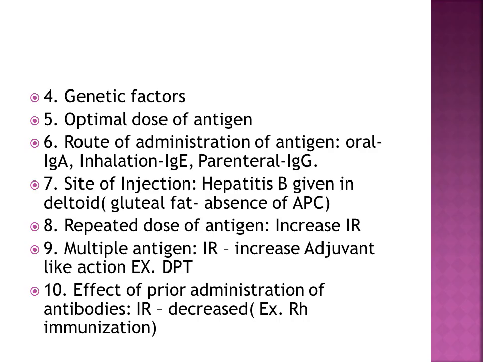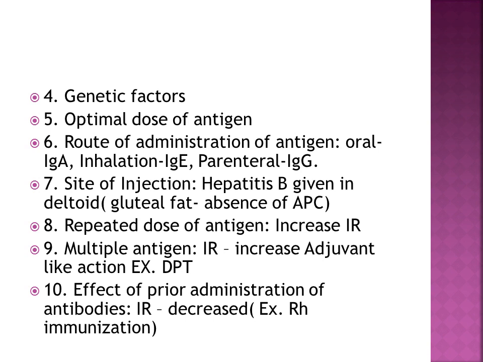Then repeated doses of antigen increase the immune response. Then multiple antigens also increase the immune response. In that, an adjuvant-like action is there. An example of that is DPT vaccination, in which pertussis acts as an adjuvant.